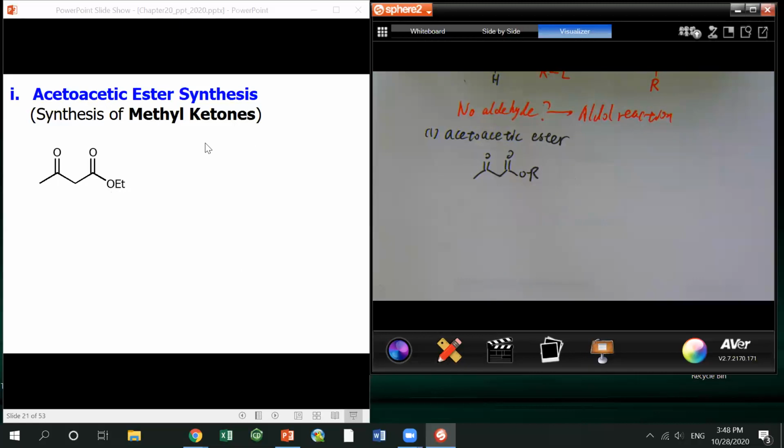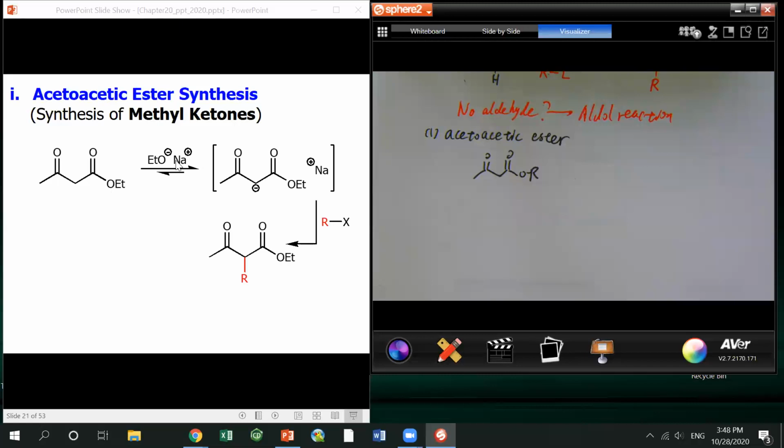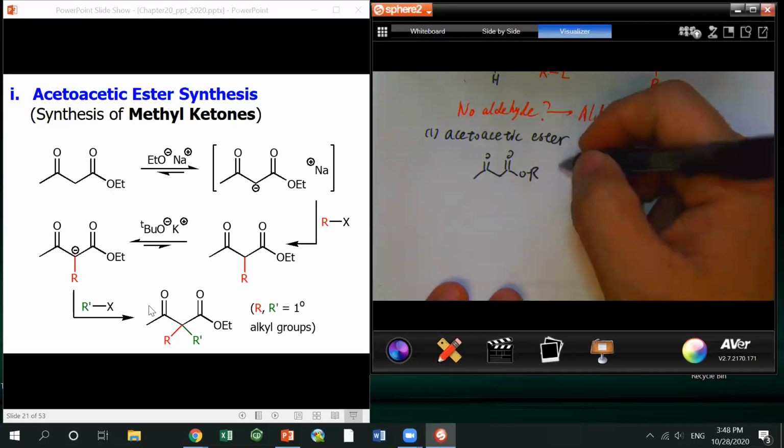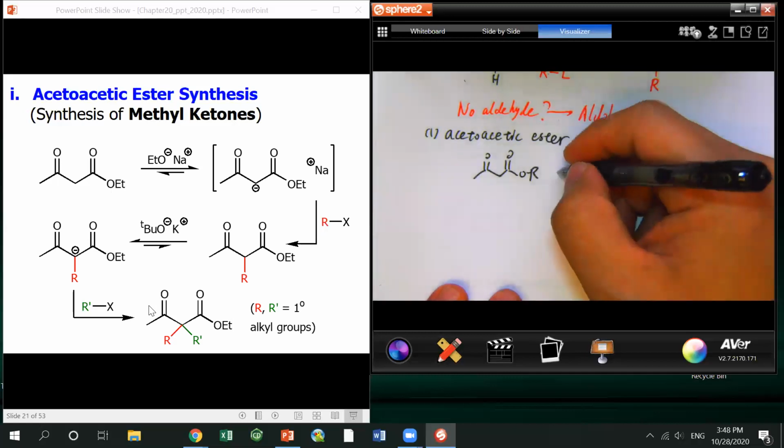So as a group, here we replace R, and then you deprotonate with sodium hydroxide. Then you can do the alkylation, followed by deprotonating the second alpha hydrogen, and then you can do the second alkylation. And for the general reaction with acetyl acetic ester, I'll just show you.